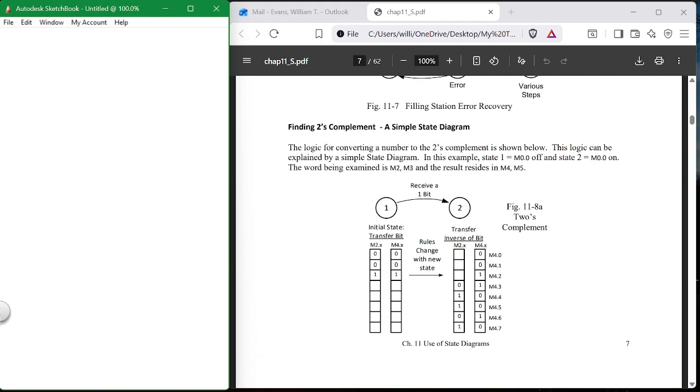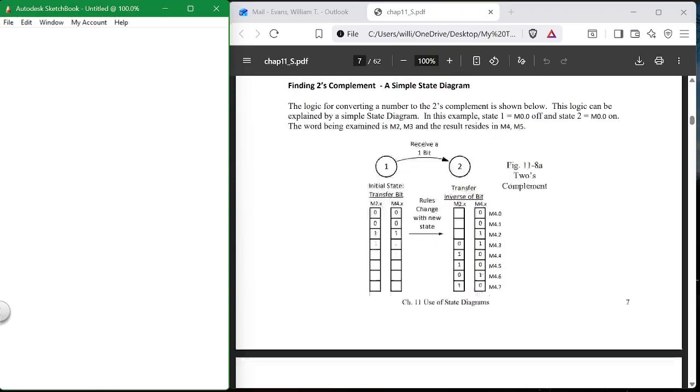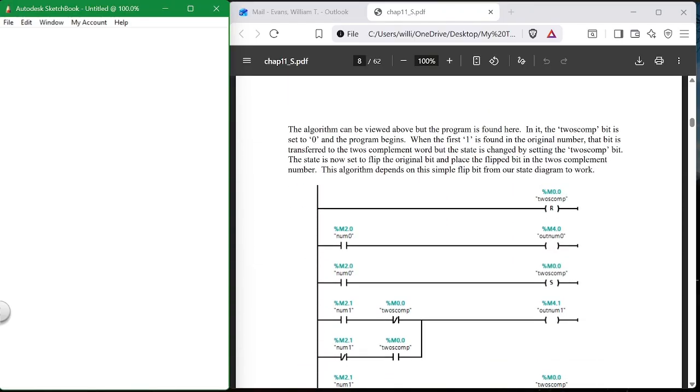We talked about a very simple state diagram of the two's complement program, where you bring the bit over, bring the bit over, but when you hit a 1, you flip, and from that point on you're flipping the bits to the other. So that's a 2-state operation. You don't think of it as a state diagram, but that's a state diagram. Simple, but yet it's a state diagram.